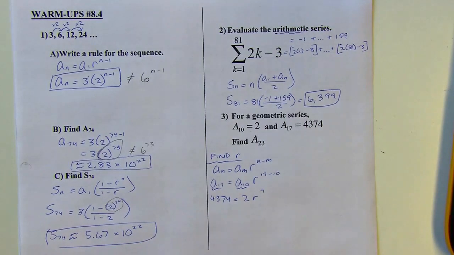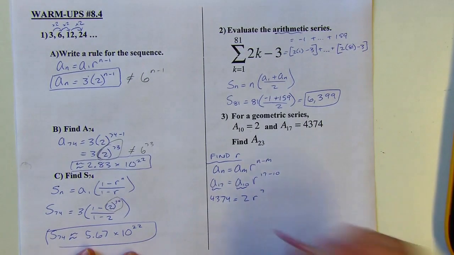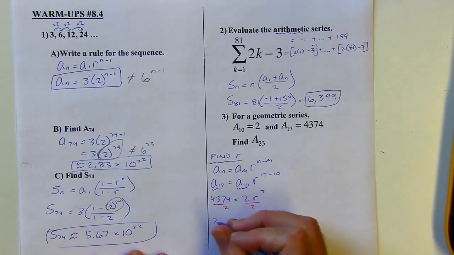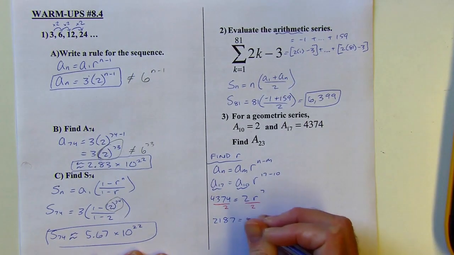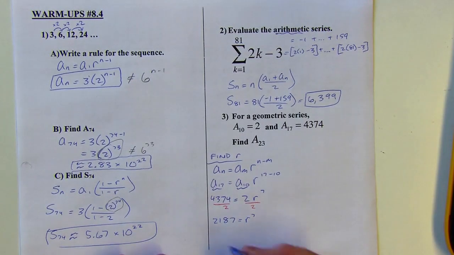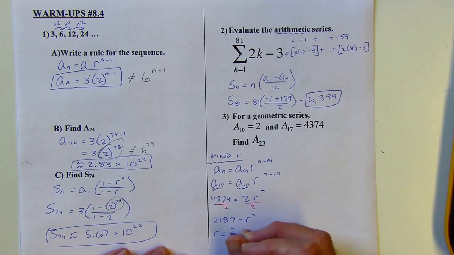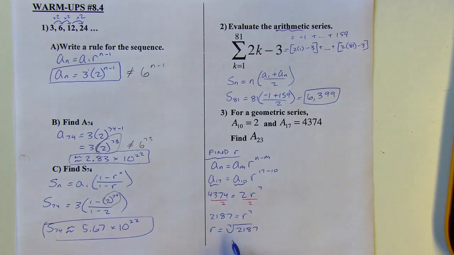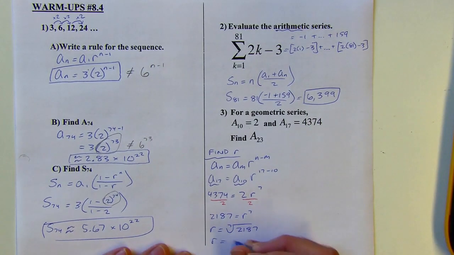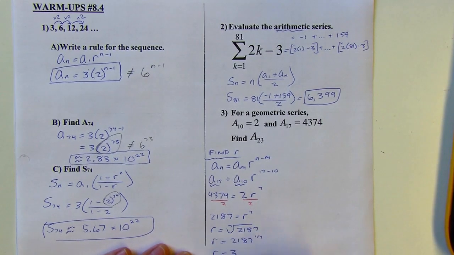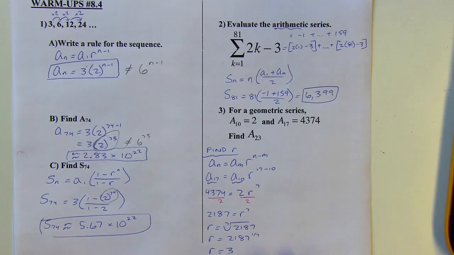I'm solving this for r, so next thing I'm going to do is divide by 2. Okay, and then I would take the seventh root. Okay, and you can put in different indexes into your calculator. You could also take 2,187 and raise it to the 1/7. Okay, and if you do that, either way, you'll find that it's going to come out to 3. So our ratio is 3.